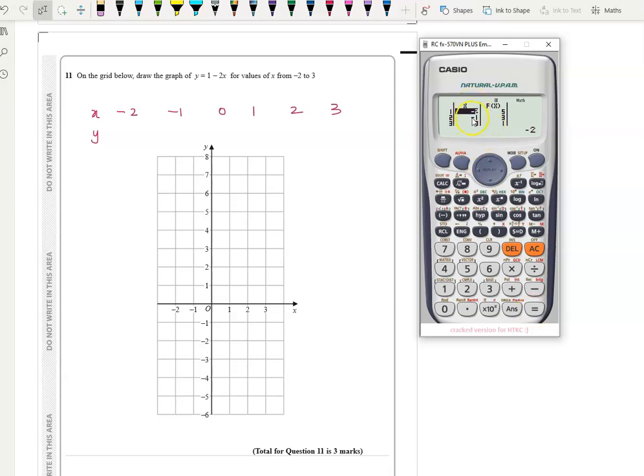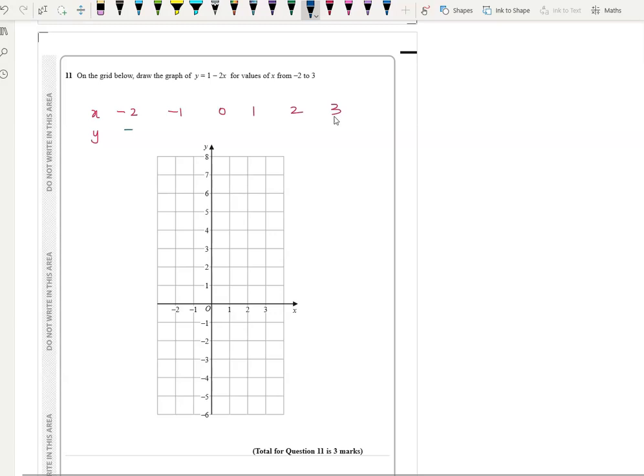So values of x are in this column, and we will need to copy down the values of f(x). So values of f(x) are 5, 3 and 1. So right here 5, 3, 1.